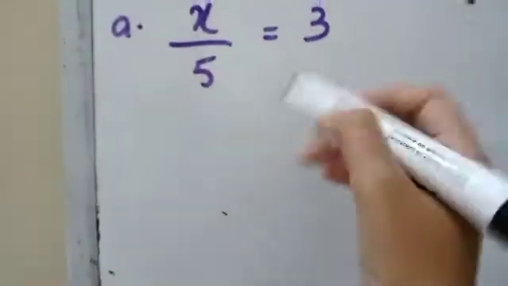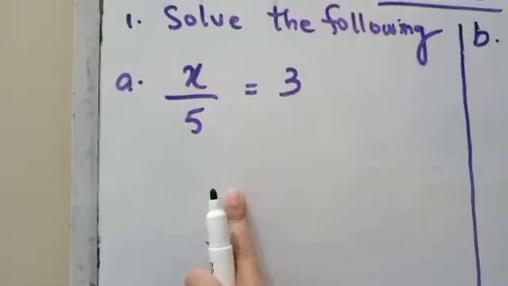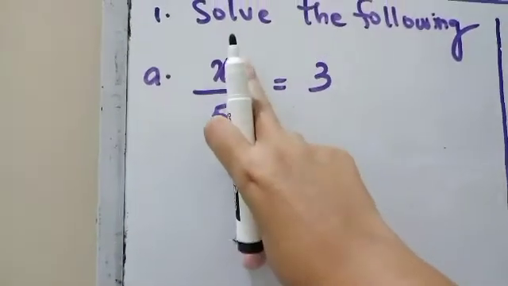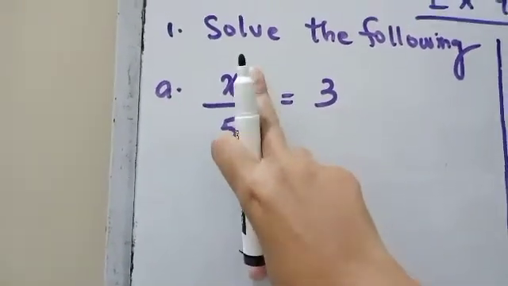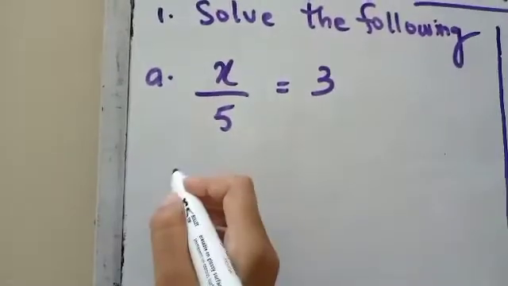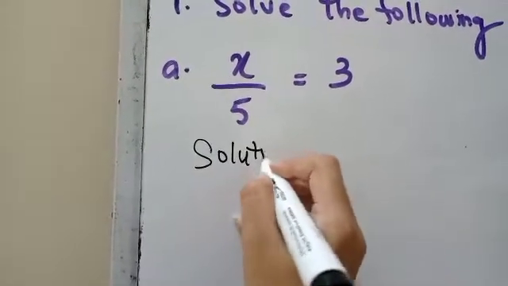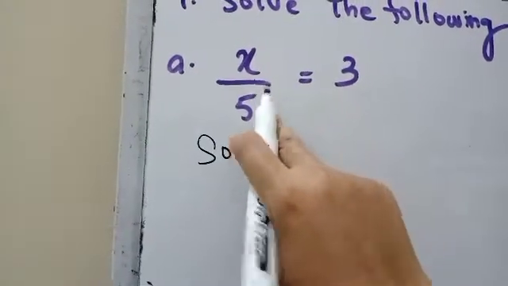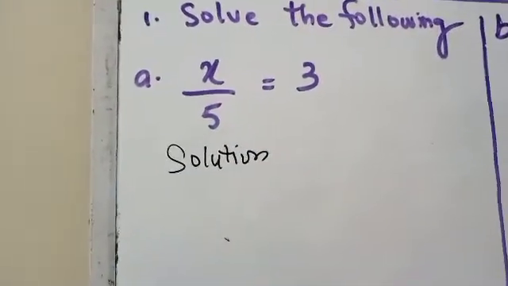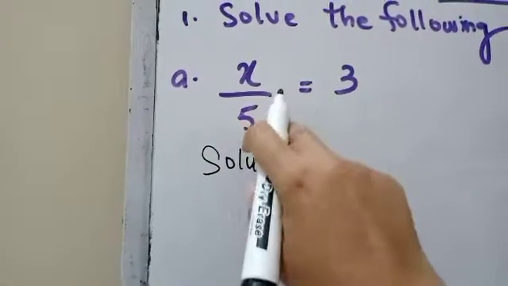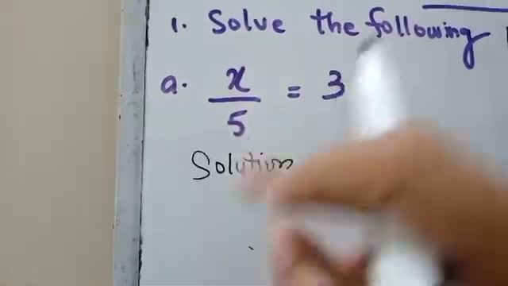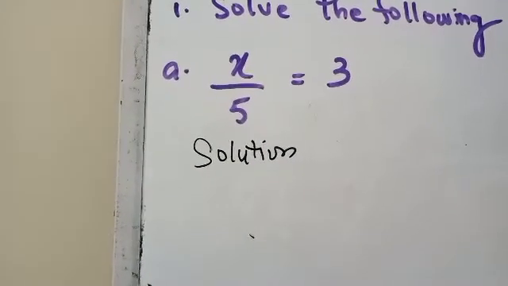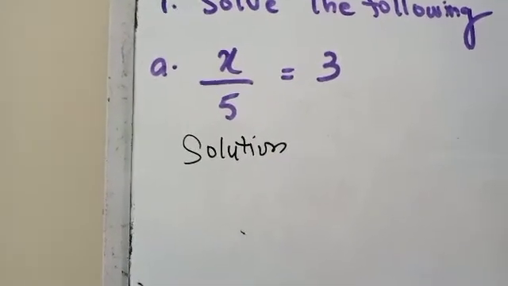So let's see how we will solve. Don't forget that we solve only for variables. We have to take out the value of this variable x. Now how will we solve? Solution. This x is divided by this 5. If you remember in exercise 9B, whenever the extra thing was given with the variable, if it was given in plus, we were subtracting it. And if it was given with a minus sign, we were adding it.